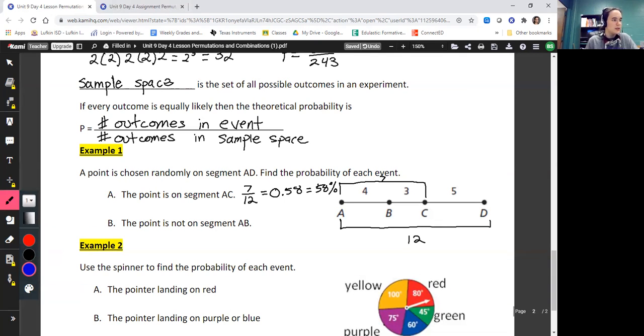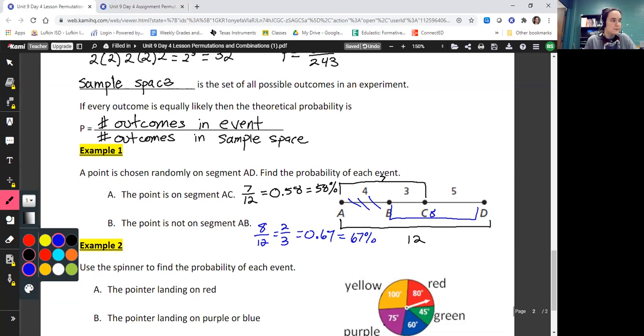Our next one, the point is not on segment AB. So we don't want anything that's on AB, meaning we want everything else. We want B to D. So 3 plus 5 is 8. So we'd have 8 twelfths, which can reduce. It should be reduced to 2/3. And that as a decimal is 0.67, and as a percent is 67%, because remember, you just move your decimal 2 places to the right.